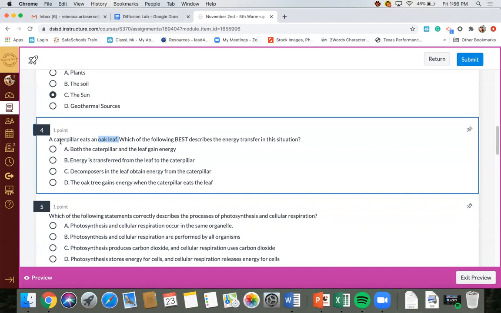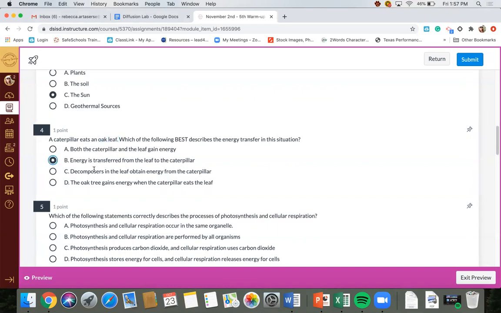So, if the caterpillar is eating the oak leaf, it's getting its energy from this leaf. So, both the caterpillar and the leaf gain energy. In this case, the leaf is not gaining energy, it's storing the energy. So, it's not A. B, energy is transferred from the leaf to the caterpillar. So, remember, we have that stored glucose in that leaf. And then, once that caterpillar eats it, that glucose is going to go into its stomach and be dispersed to its cells to break down that glucose molecule to release that energy. And so that energy is going to be transferred from the glucose, which is in the leaf, to the caterpillar.